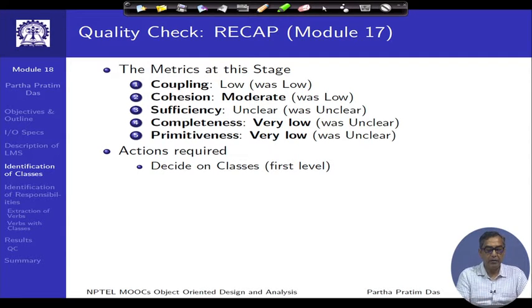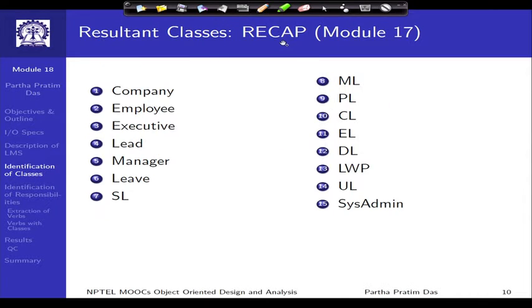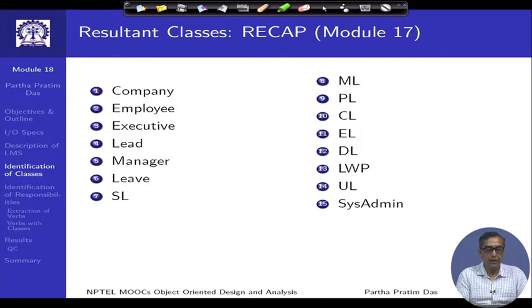And with all this, after the stages, we did a quick quality check to see that the coupling in the system is still low, because it is all disintegrated kind of. Some kind of cohesion has started coming up in terms of similar items which we are putting down in terms of classes, and sufficiency is not clear, and completeness and primitiveness is also very low. And with that we identified about 15 potential classes. There would be more, but these are the potential classes. These are the key abstractions which stood out from amongst the different nouns that we had analyzed.